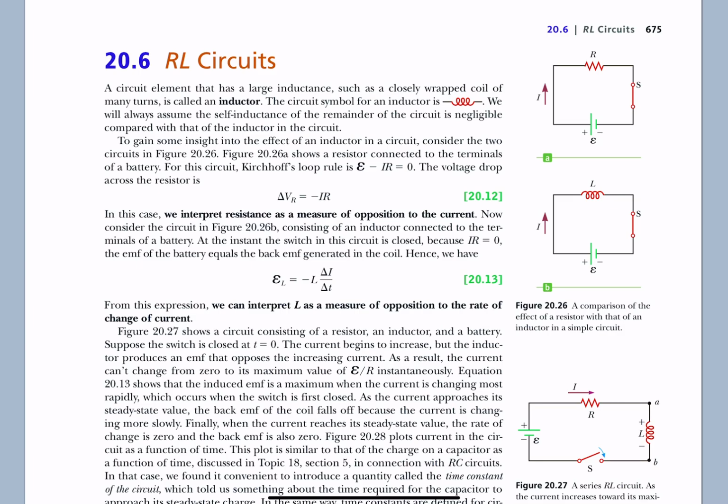The symbol for an inductor is that red curlicue that you see right there. And we can enhance the effect of the inductor if we were to put an iron core through the center of the loops. That would concentrate the magnetic flux lines that would be experienced when current goes through the wire.